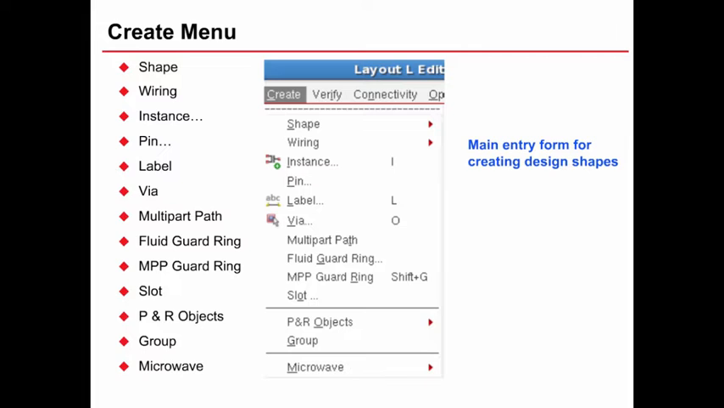Here's your main menu. You're coming down from Create, and then you can split out Shape and Wiring, and then Instance, and you can see each of those that you would then want to be able to do. Notice you have Slot here now.